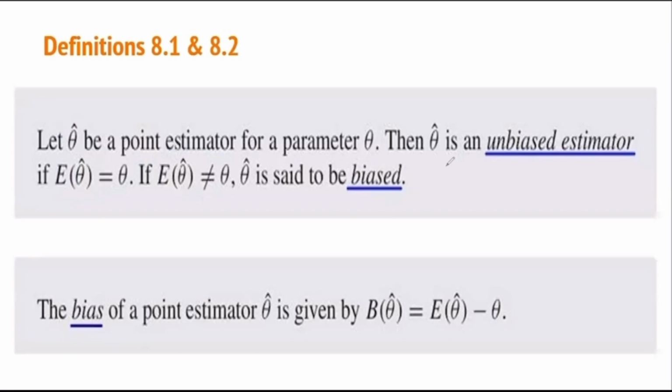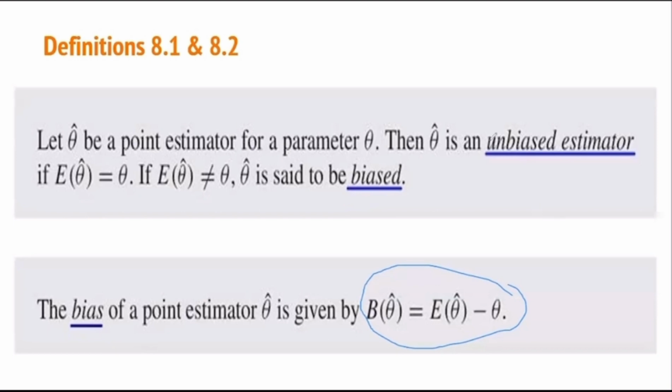So the takeaway is, if I want to define the bias of an estimator, it's just going to be the difference between the expectation of theta cap, that is the expectation of the estimator, and the true value of the parameter. Of course, when that equals 0, it means the estimator is unbiased. But if this is not equal to 0, it could be negative, it could be positive, then that estimator is said to be biased.